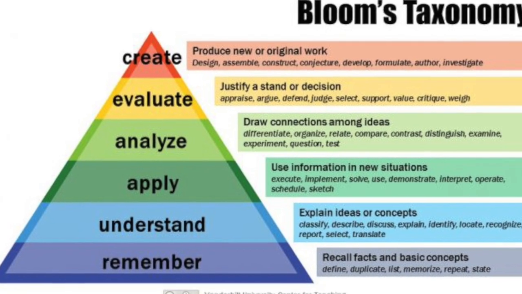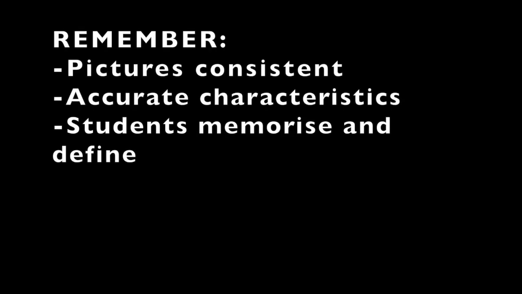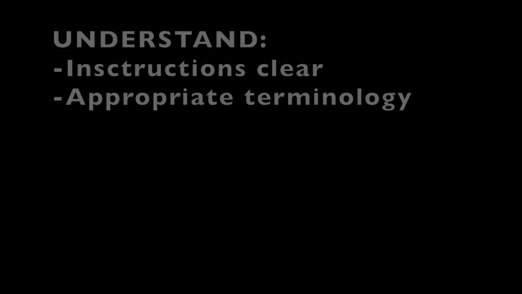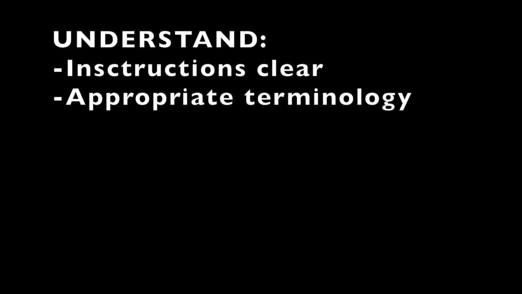My project relates to Bloom's taxonomy in 3 stages. In the Remember stage, pictures are consistent through the game. Characteristics are repeated and accurate descriptions are given to allow students to memorize and define them. In the Understand stage, instructions are provided by voiceover and written on the side. They are clear and simple and use appropriate terminology that the users this game is aimed at will understand. And in the Apply stage, users are given information that they use to apply their knowledge at the end. Users demonstrate their knowledge through different characteristics being repeated and reworded.